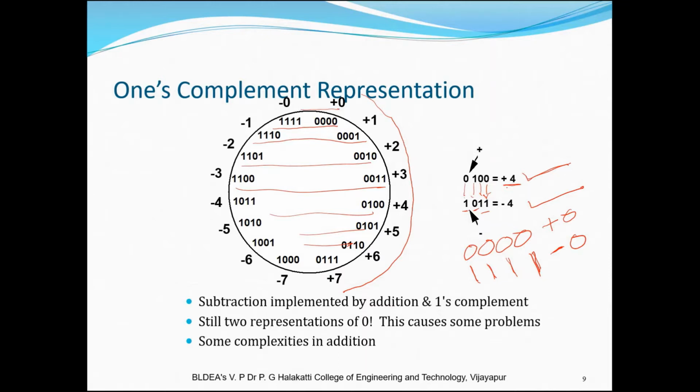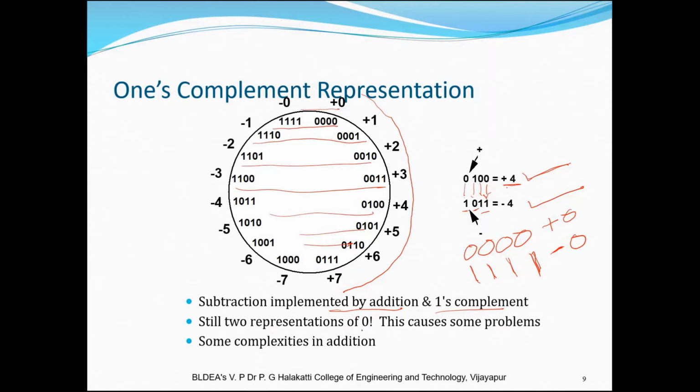Now subtraction is implemented by addition and 1's complement. Whenever a subtraction has to be performed, it is done by addition and 1's complement. So we shall see how it is going to be done. How do we subtract by performing addition? That we will see.